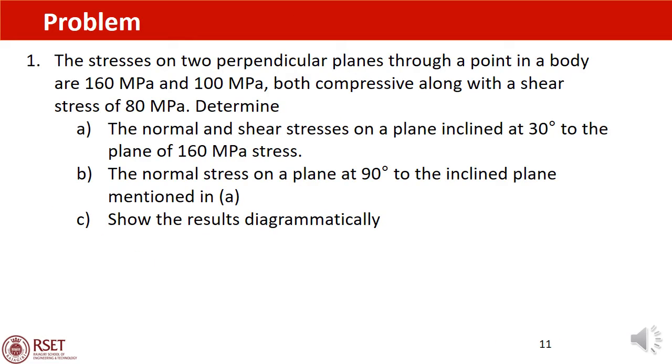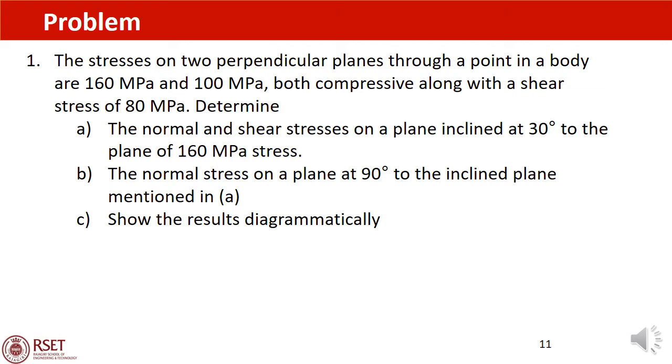Now we will try to solve a numerical problem from this topic. The question is like this: the stresses on two perpendicular planes through a point in a body are 160 megapascal and 100 megapascal, both compressive, along with a shear stress of 80 megapascal. Determine A. the normal stress and shear stresses on a plane inclined at 30 degree to the plane of 160 megapascal stress. B. the normal stress on a plane at 90 degree to the inclined plane mentioned in A. And C. show the results diagrammatically.